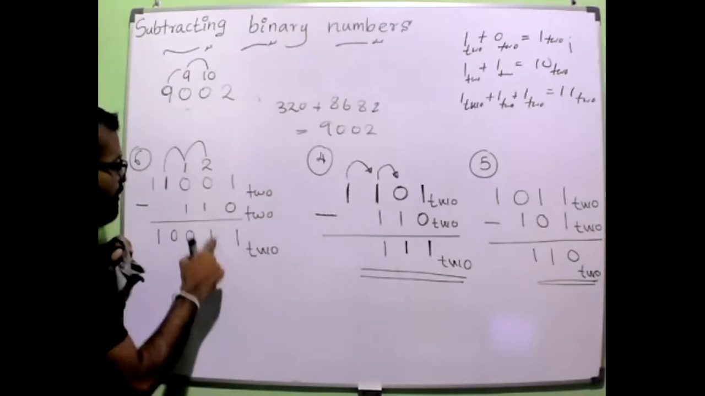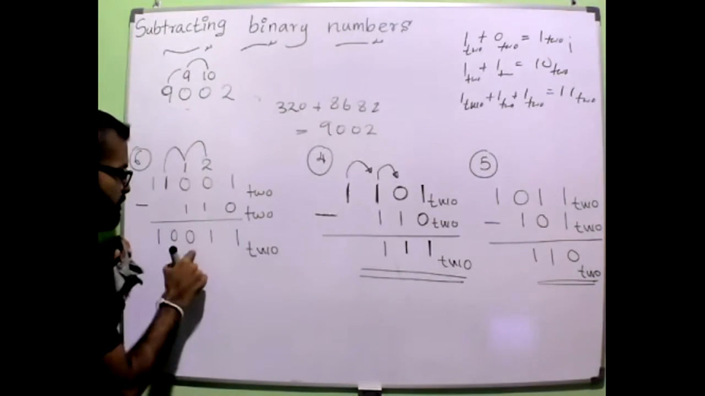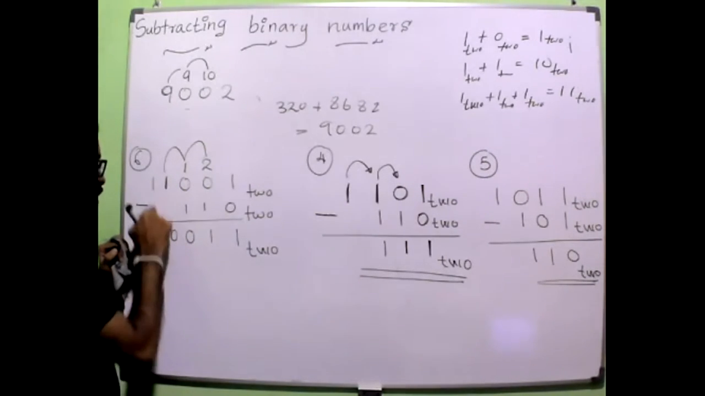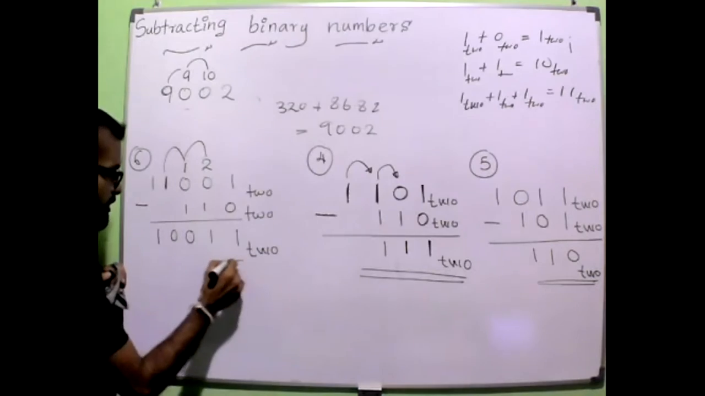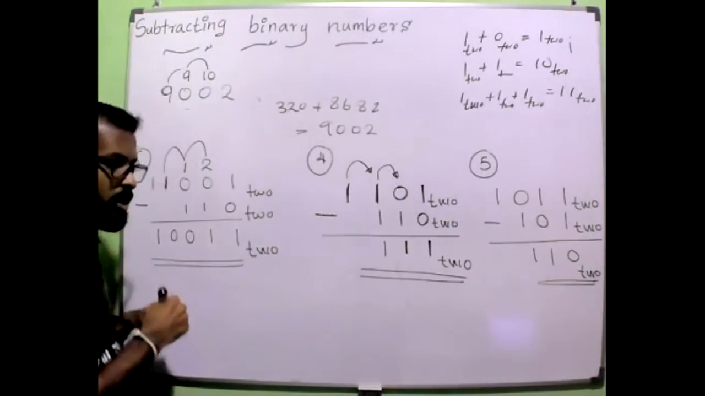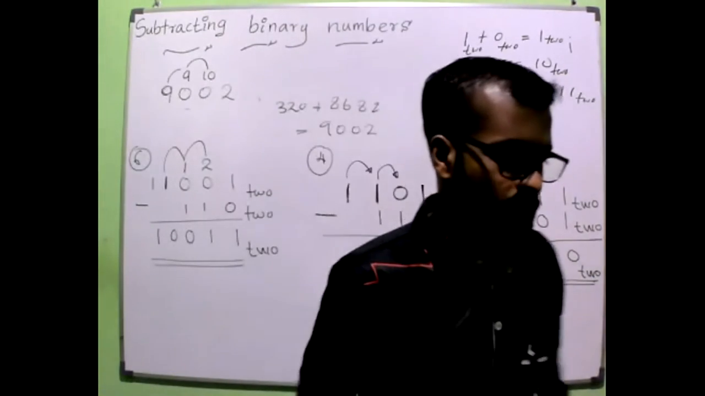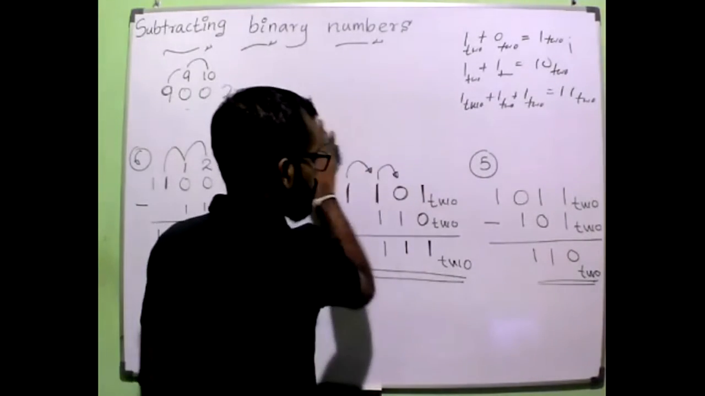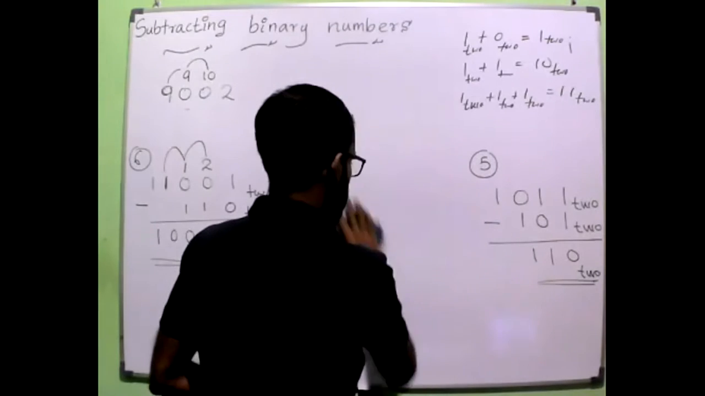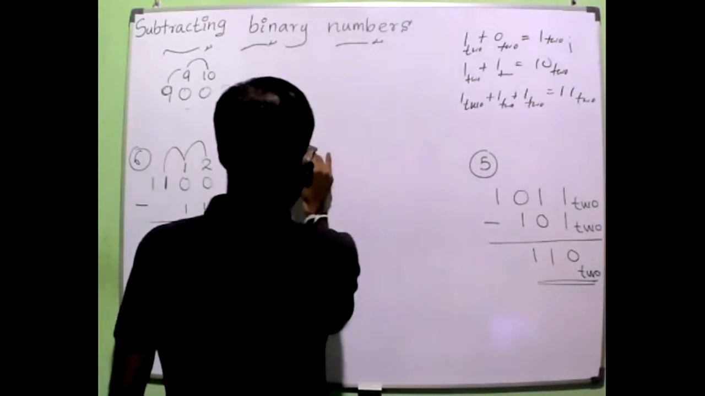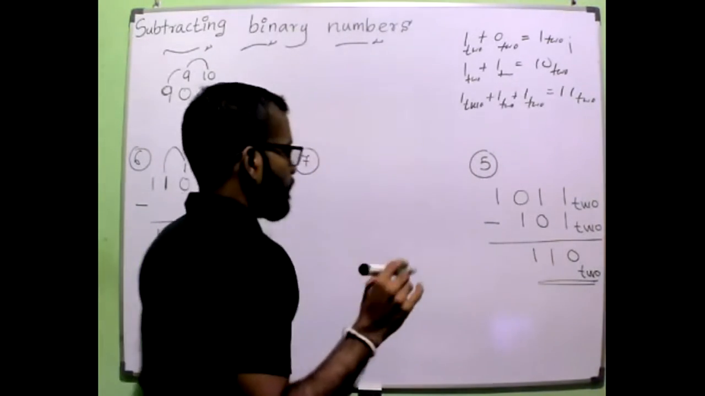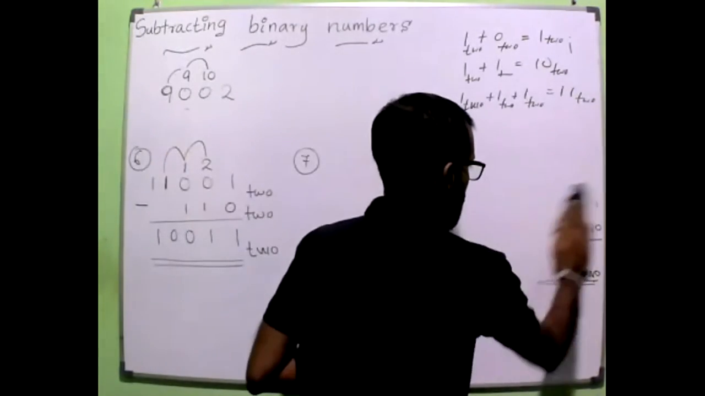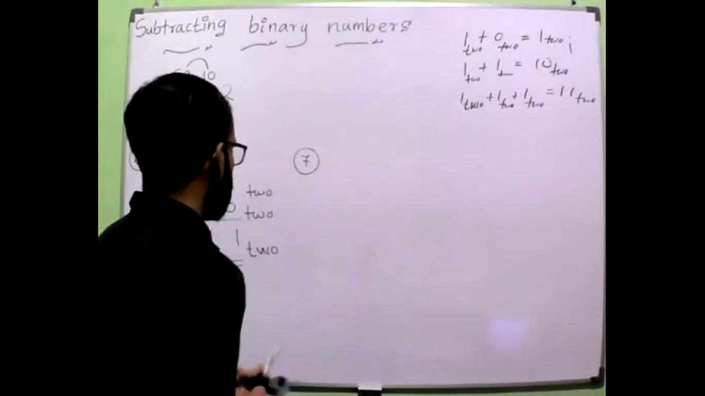2 minus 1, 1. 1 minus 1, 0. This part becomes 0. And here I have 1. 1 minus 0, 1. So this is the answer. So this one is somewhat critical. Don't think too much. I will give you another one. Likewise, you have to apply the same method. If you get the correct logic, this is nothing. So you need to catch the correct pattern. That means the logic.